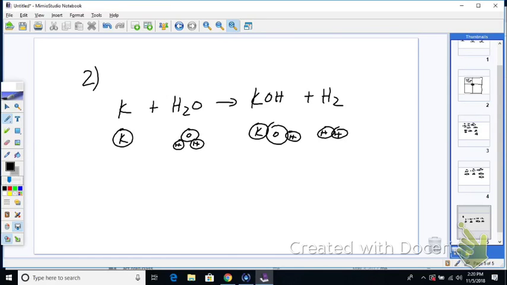Now this would be a tough one to do. I have a lot of students that would get this wrong on the test. A lot of them get this one wrong on the test if we have a test at the end of this unit. But if you draw them out, it makes it pretty easy.